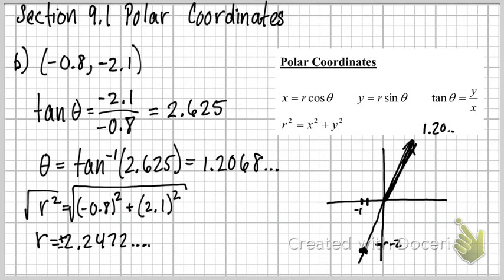So if I pick the 1.2 for my theta, I'm going to have to make sure I pick the negative r for my radius. So then my actual ordered pair is going to be that 1.206. Oops, I messed up. I have to put my radius first. And then for my theta, it's going to be the 1.2068. And that's going to be my r and my theta for this problem.